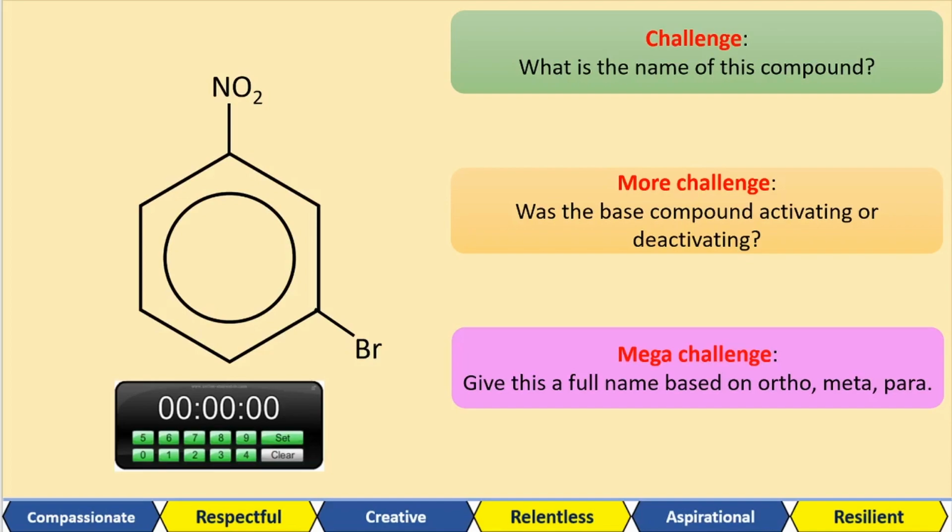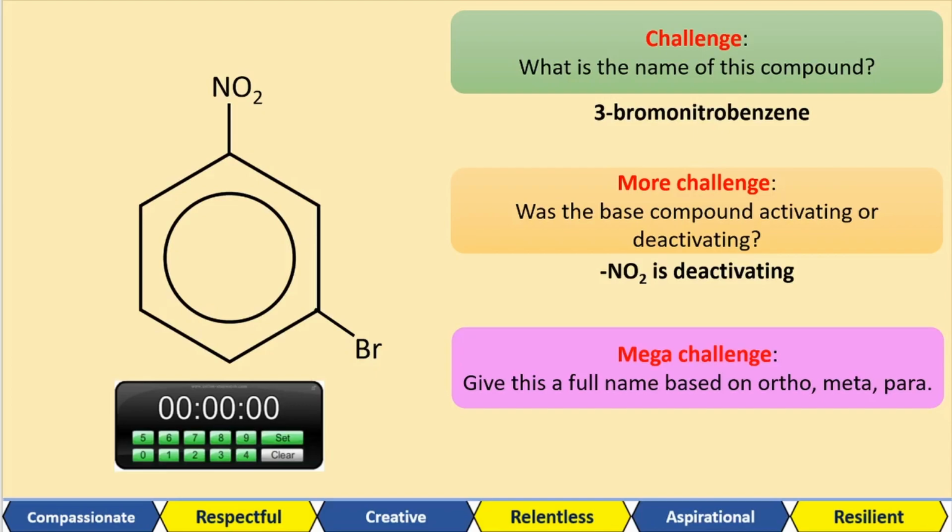We should name this compound 3-bromo-nitrobenzene. This is asking you, was the base compound activating or deactivating? And we've got a nitro group there. You should remember that's deactivating. This reaction was pretty difficult, so we needed a halogen carrier and we needed high temperature as well.